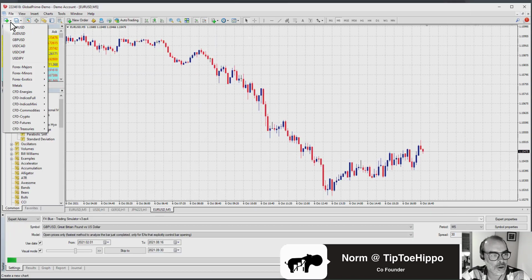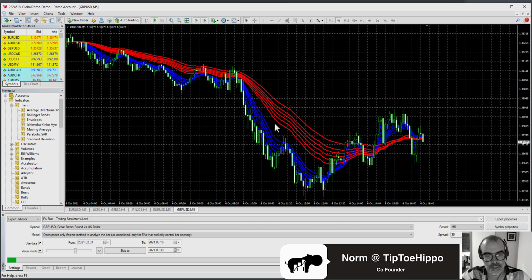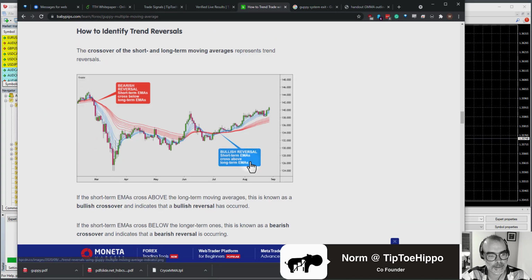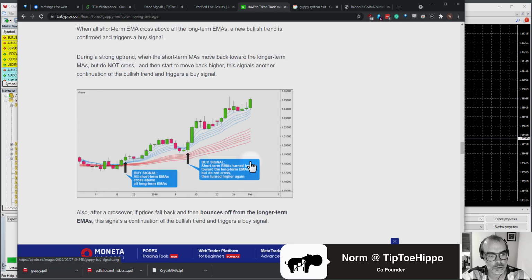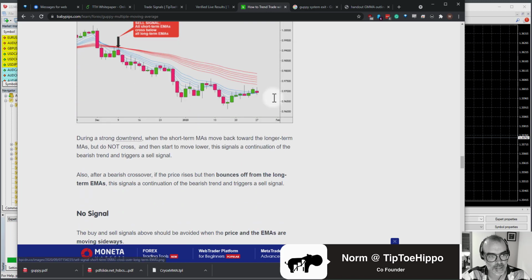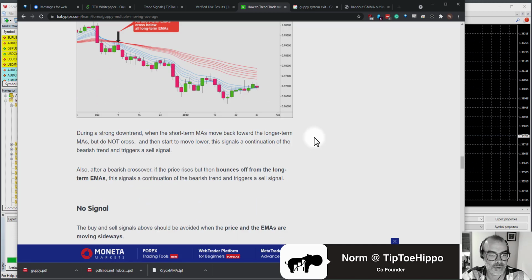And so I recreated that on my MT4. It's the same: the closest is the blue, the far is the red. And then how it's explained is, the general idea is for a buy, the blue short-term ones are above the long-term red ones. And for a sell, the opposite: the short-term moving averages are below the long-term red moving averages.